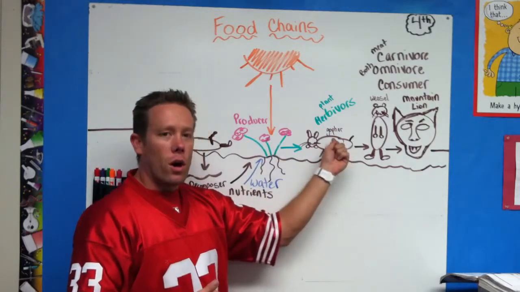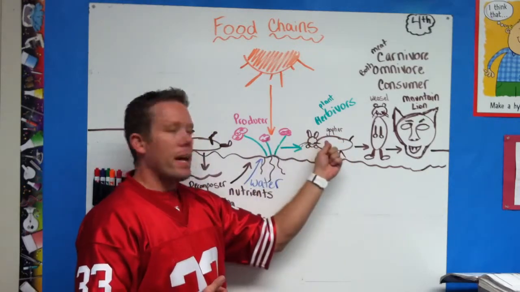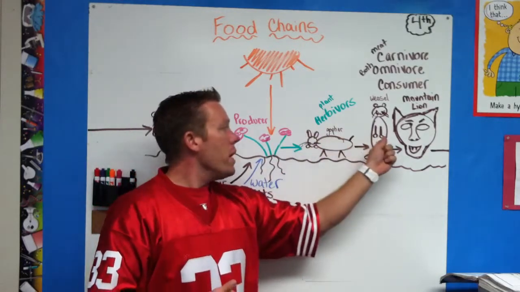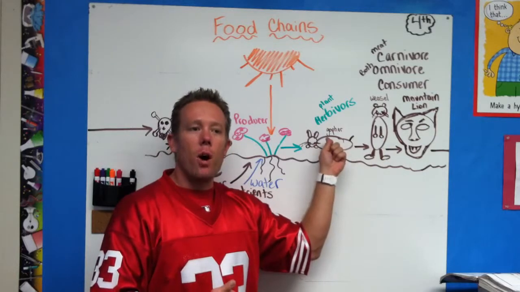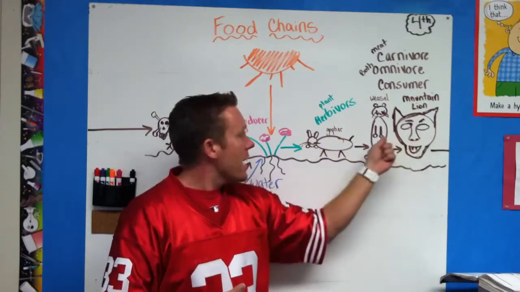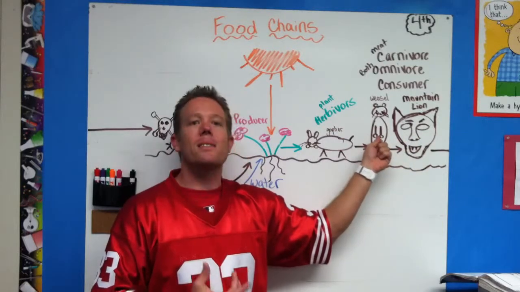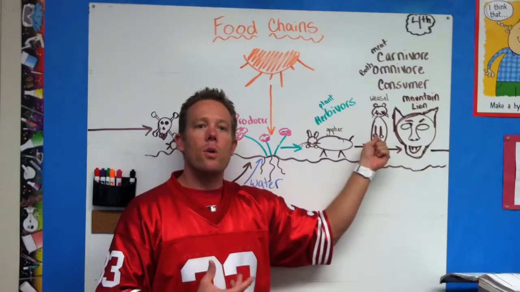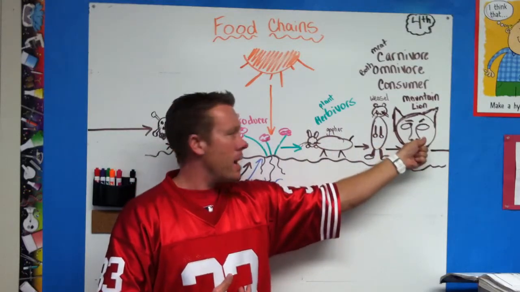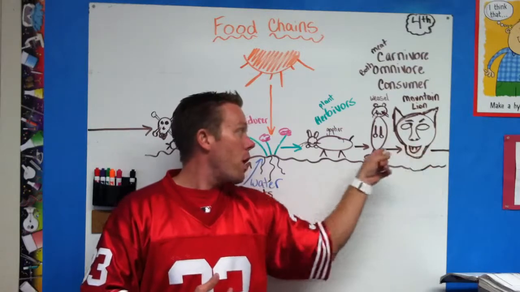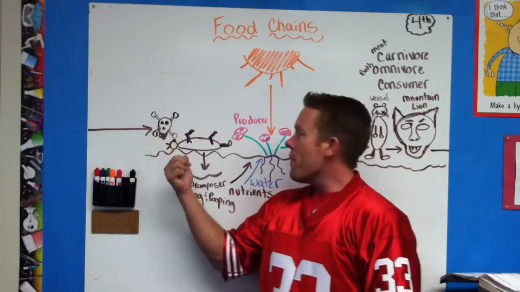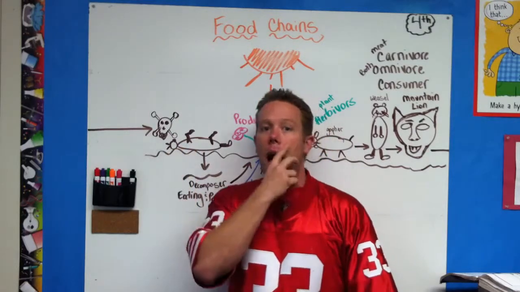Then the gopher gets energy from the plant, because the gopher eats the plant. The weasel gets energy from the gopher because it eats the gopher. Then the mountain lion gets energy from the weasel because the mountain lion eats the weasel. So you can see the energy is passing all the way to the mountain lion. Now I ran out of space over here, so if you want to follow me this way, and then it comes back over here, the mountain lion then dies.